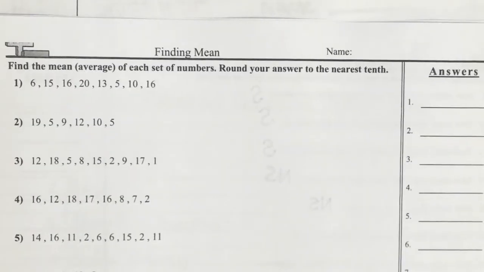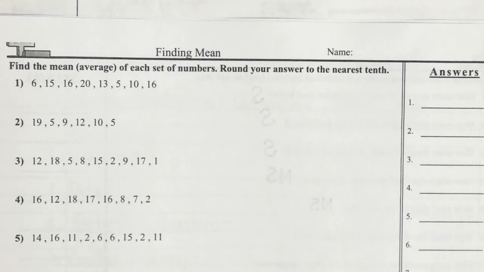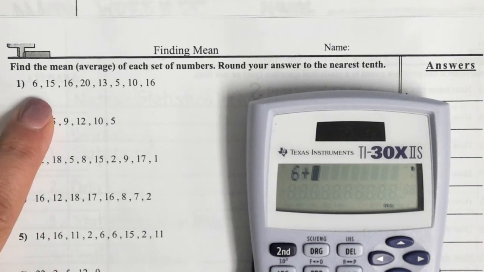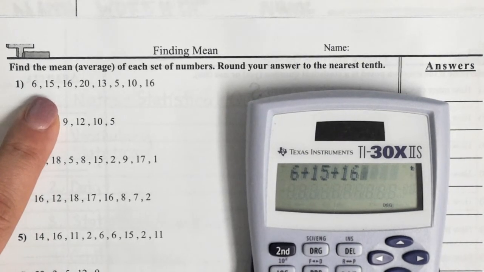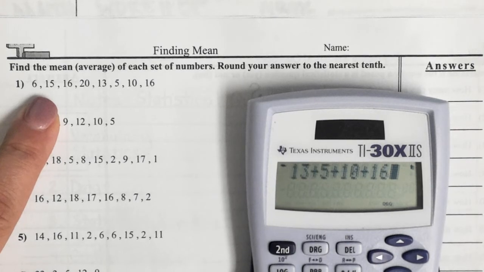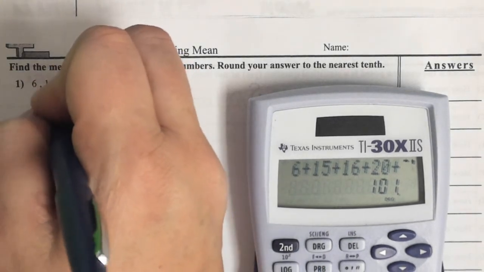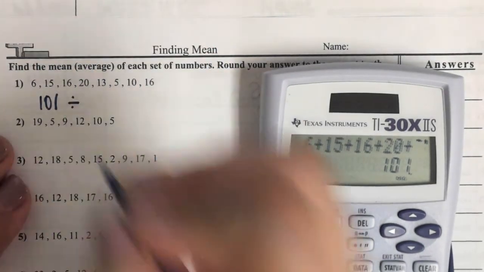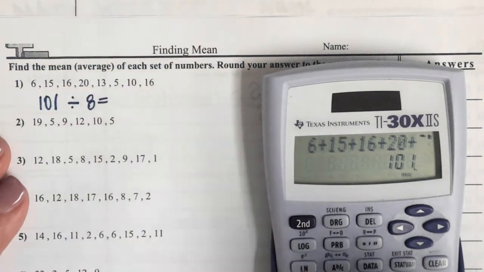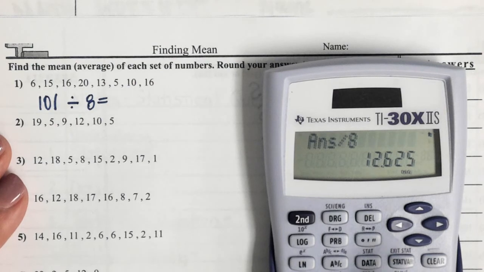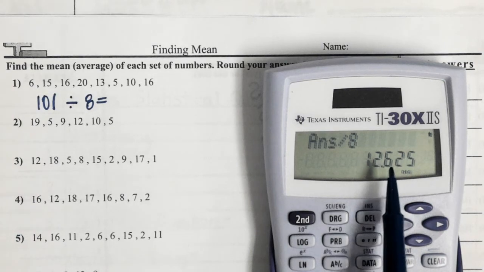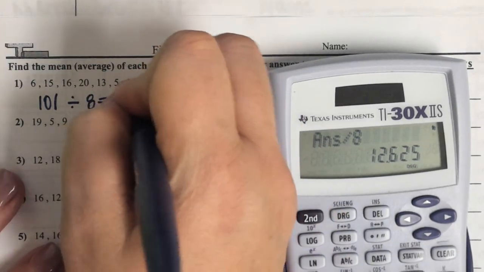On the back. Again, what you're doing for each problem is you are going to add each set of numbers. We have 6 plus 15 plus 16 plus 20 plus 13 plus 5 plus 10 plus 16. So that gives us 101. Write that down. Divided by how many numbers? 8 numbers. So divided by 8. Yes, and we would round this to the nearest tenths. So the 2 tells the 6 to stay the same. 12.6.